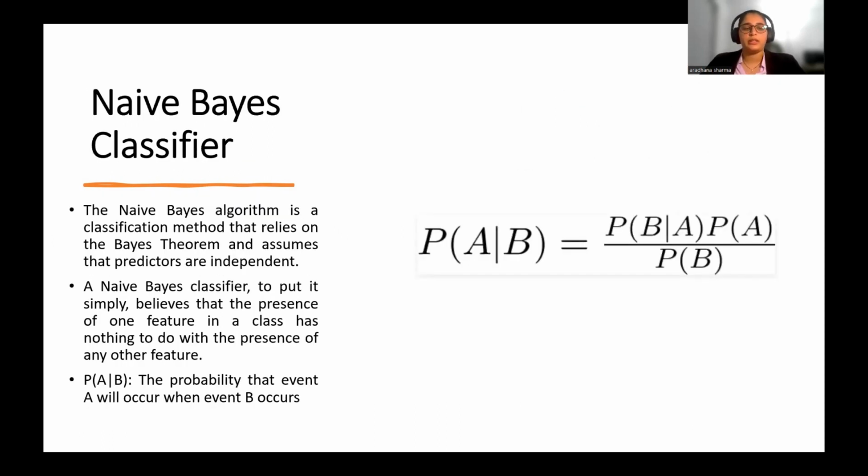Naive Bayes classifier. The naive Bayes algorithm is a classification method that relies on the Bayes theorem and assumes that predictors are independent. A naive Bayes classifier believes that the presence of one feature in a class has nothing to do with the presence of any other features. The probability that the event A will occur when event B occurs.